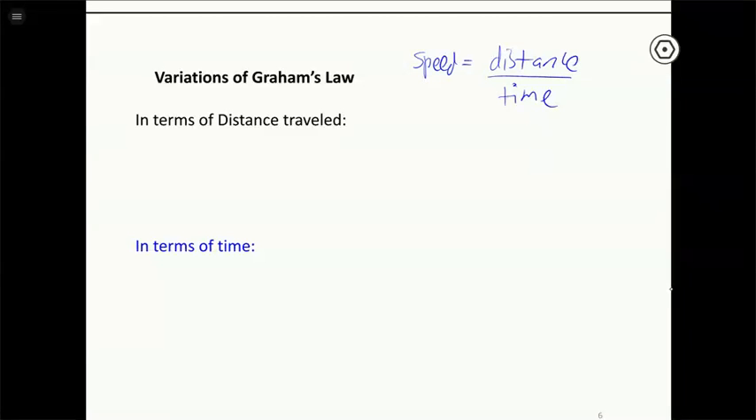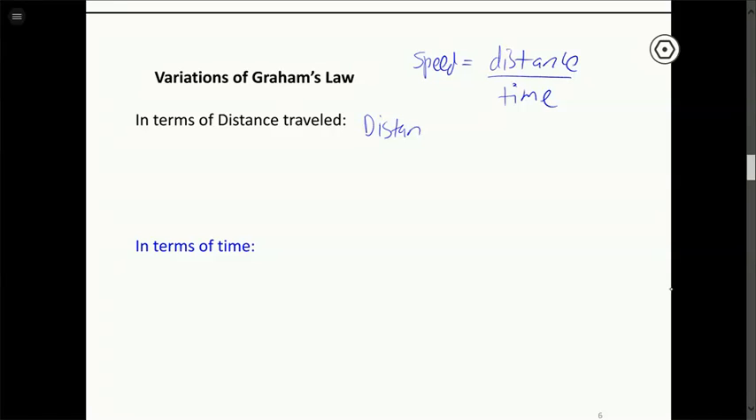So if we want to rewrite the Graham's law equation in terms of how far a gas travels in a certain period of time, let's say I release two gases at the front of the room with different molar masses, and I measure how far they go in a given period of time, the ratio of the distances they travel is going to be equal to the ratio of their speeds, because speed and distance are directly related. The faster one gas is moving, the farther it's going to go in a given period of time. The slower another gas is moving, the less distance it's going to go. So distance is proportional to speed.